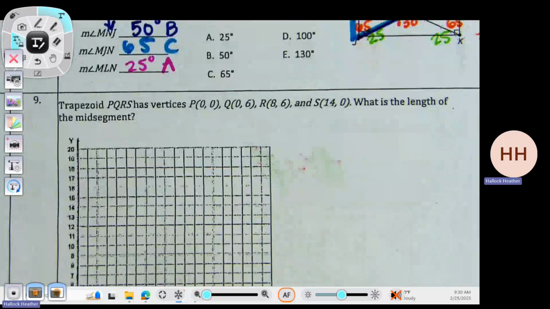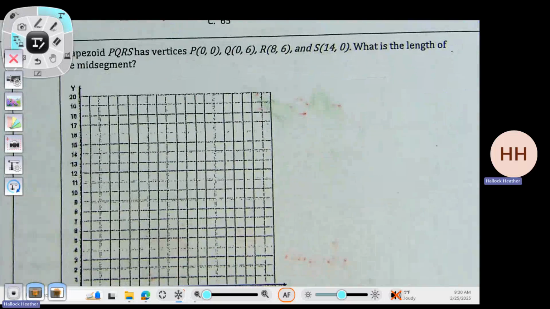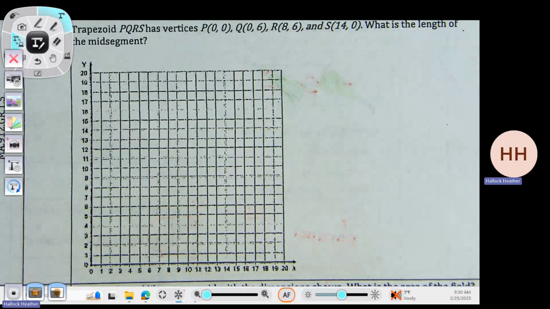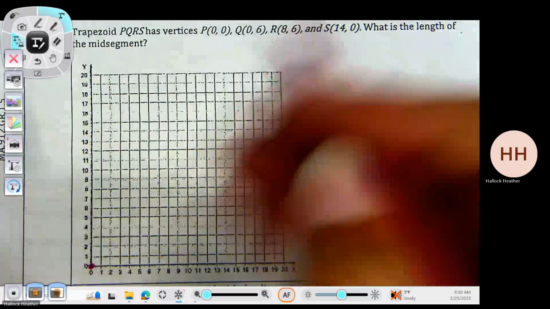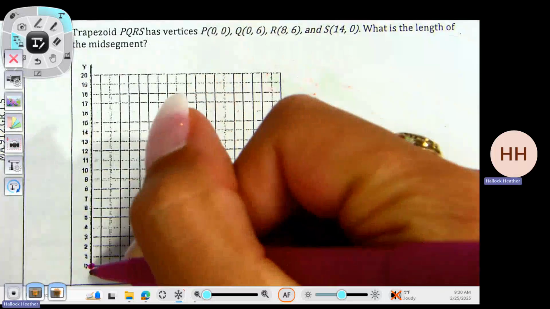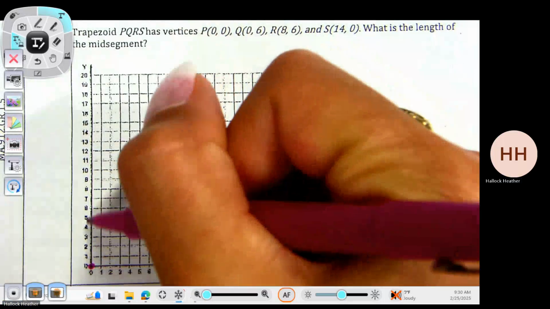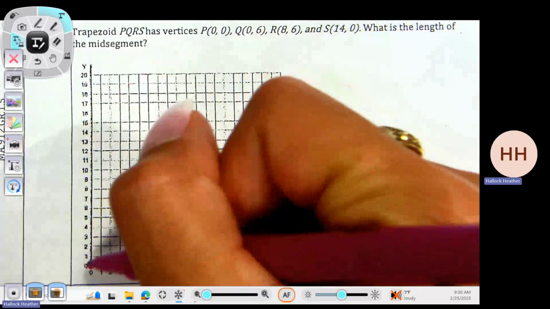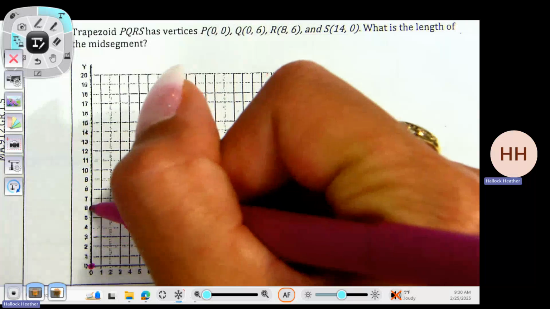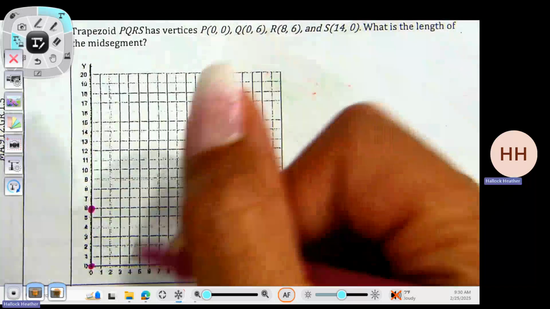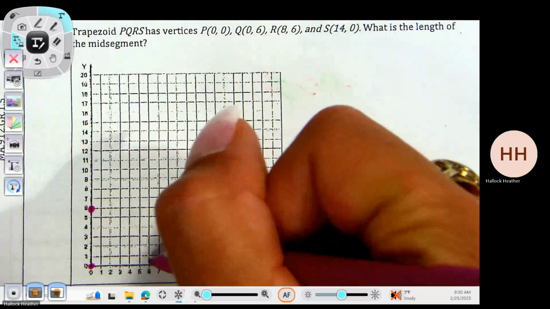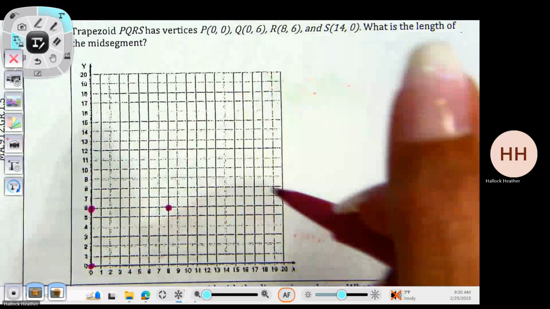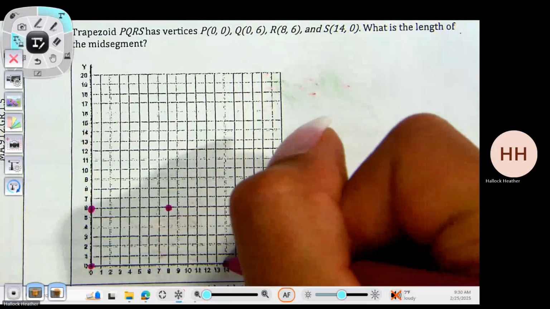For number 9, it gives you a graph and some coordinate points. We're going to plot the points first, and then we have to find the mid-segment. If I plot my points, I start with the first one, which is 0, 0. Then I have 0, 6. Wait, 0, 6 is over here, right? 0, 6. 1, 2, 3, 4. Then I have 8, 6. And then 14, 0.